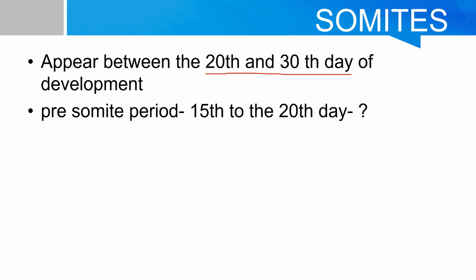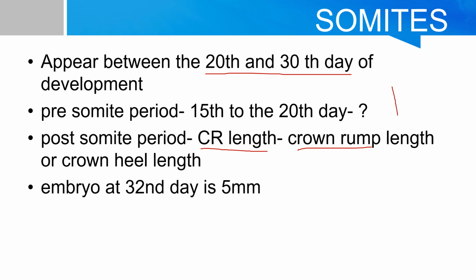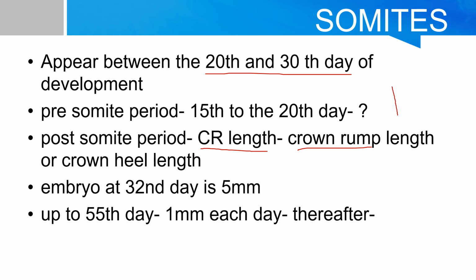The somite period is the 20th to 30th day of development. We also have the pre-somite period, from the 15th to the 20th day, and the post-somite period after the 30th day. In the post-somite period, the embryo is mostly measured by the CR length. CR length means crown-rump length, that is from the cranial end of the embryo to the caudal end of the embryo. The embryo at the 32nd day is 5 mm. Up to the 55th day it grows by 1 mm each day.